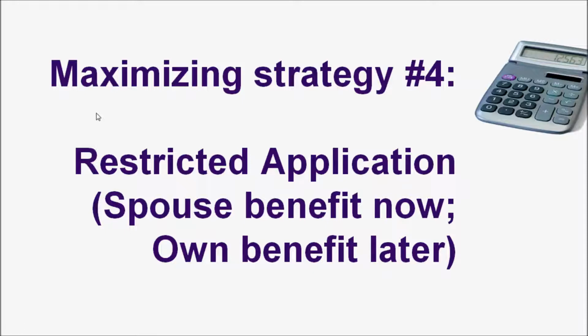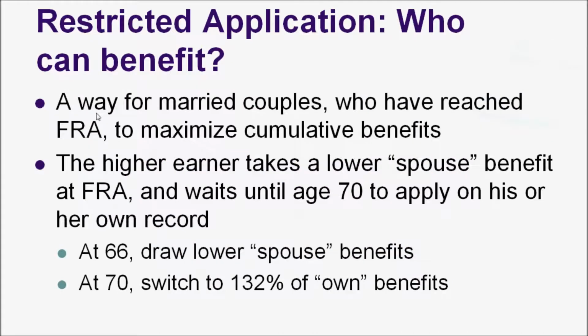Okay, let's continue with maximization strategy number 4, the restricted application. One spouse files for a benefit now, and the other files for a benefit later. Who can benefit with this strategy? It's a way for married couples who have both reached the full retirement age to maximize cumulative benefits. The higher earner takes a lower spousal benefit at full retirement age and waits until 70 to apply on his or her own record. In other words, let's suppose they're both 66 years old, right? One has a higher Social Security than the other one. So the lower spouse goes ahead and starts taking her full retirement. She takes, say, the 50% of the other person, and then the other person waits till age 70, when he can switch to take 132%.